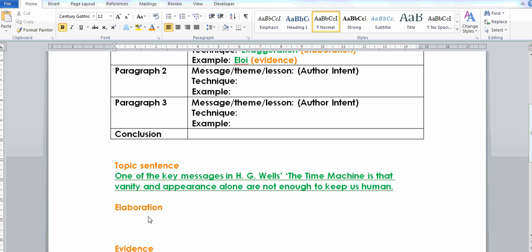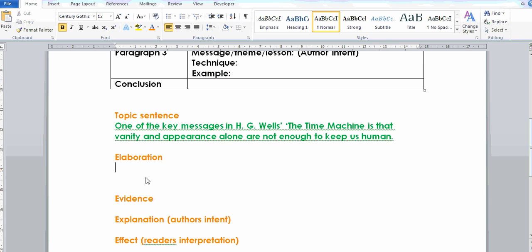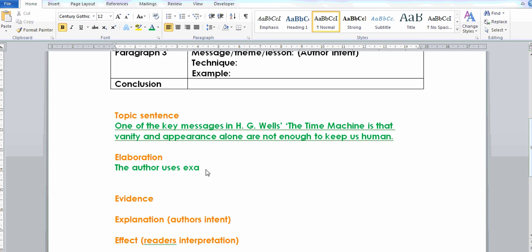So for my next section, which is my elaboration, I'm now going to focus on the technique that I've identified, which is, in this case, exaggeration. Elaboration, exaggeration. It's easy to get tongue-tied. So in this case, I'm going to write the author uses, I'm going to make sure this is the right colour. Okay. The author uses exaggeration as a means of showing us that. Okay. And I might actually change that to the for now.